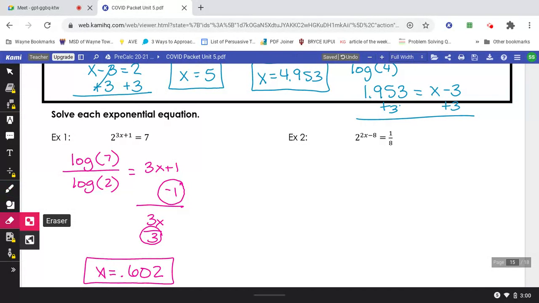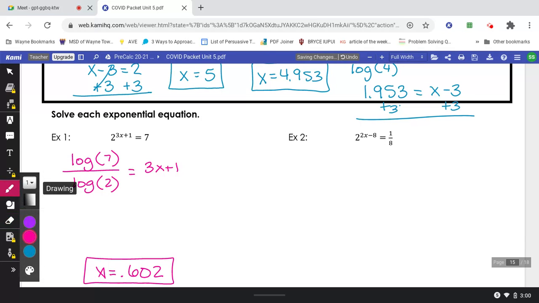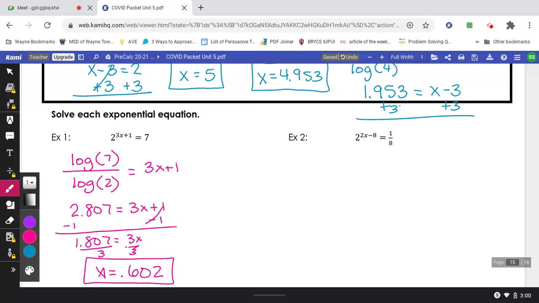If that did not work for you, if you do not like that method, then you would just go ahead and write everything out. You would get 2.807 equals 3x plus 1. Then you would subtract 1 and divide by 3. Again, you're going to end up with the same answer. You're just not going to have to write all those steps down. So it's up to you.